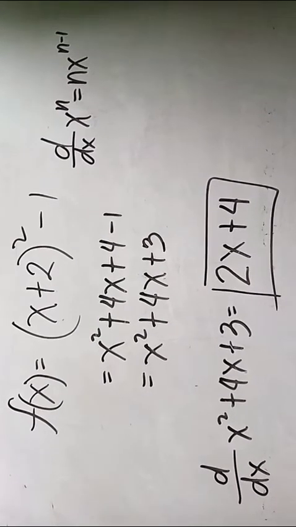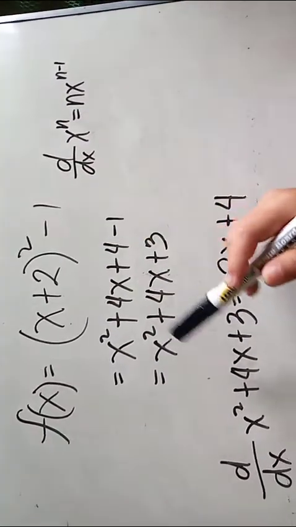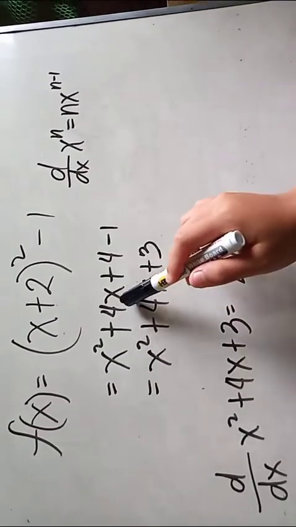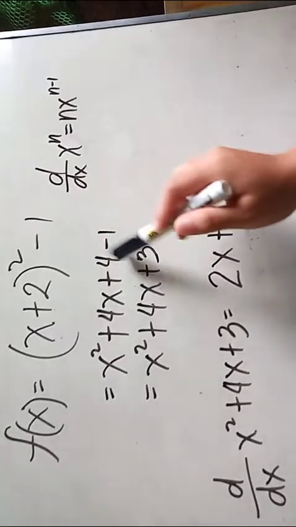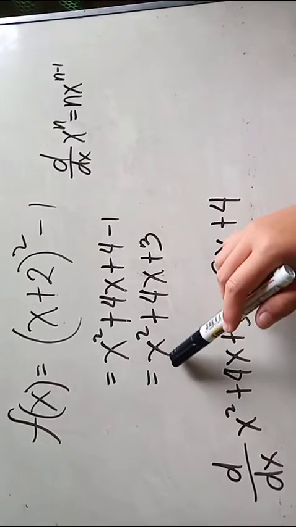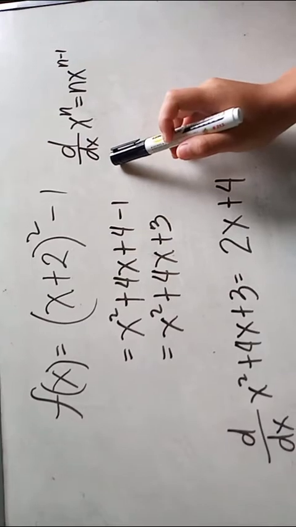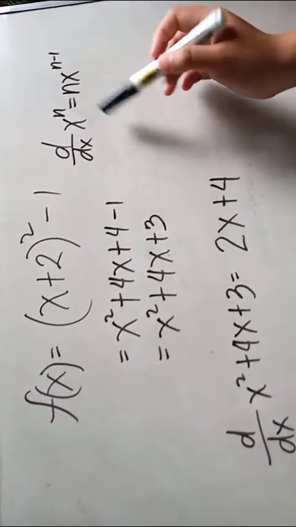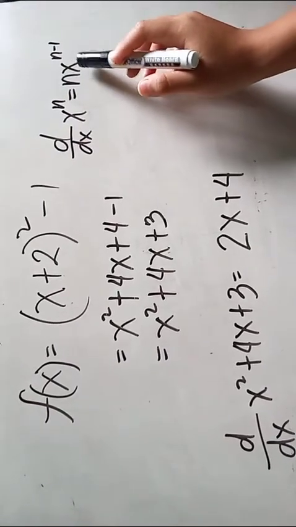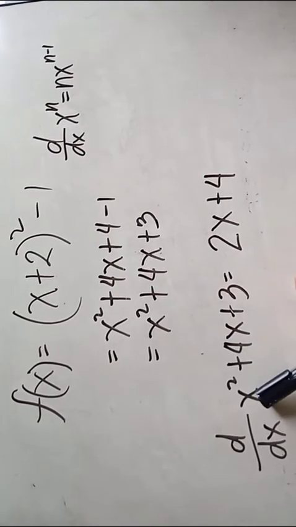In our first example, we have f of x is equal to x plus 2 squared minus 1. So if we are going to simplify this term, that is equal to x squared plus 4x plus 4, and then minus 1. And simplifying these terms, that is equal to x squared plus 4x plus 3. Now we will use our theorem in finding the derivative. The derivative of x raised to n with respect to x is equal to n times x raised to n minus 1.